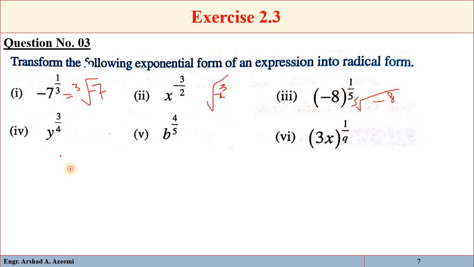This one will be equal to the cube root of y to the power 4. This will be the fifth root of b to the power 4. This will be the cube root of 3x. So these are the radical forms of the given exponential forms.